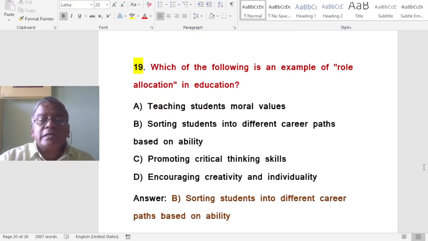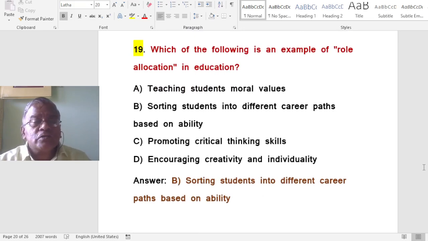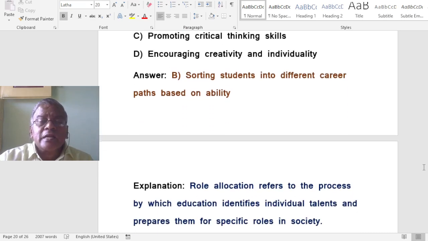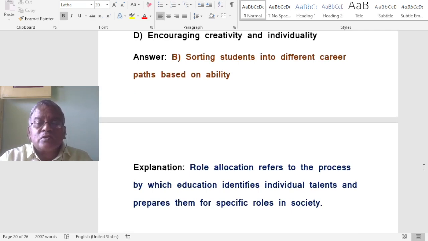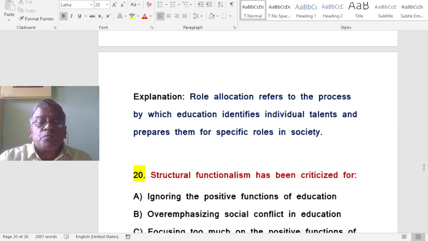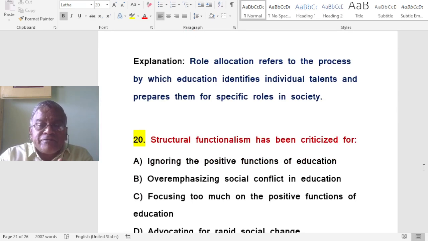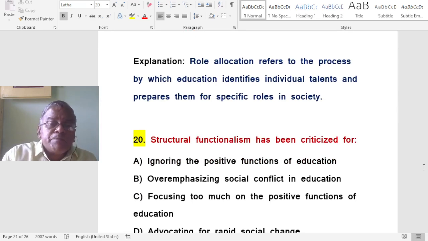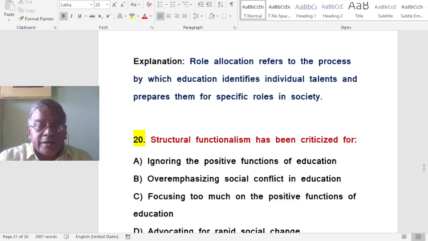Which of the following is an example of role allocation in education? Teaching students moral values, sorting students into different career paths based on ability, promoting critical thinking skills, encouraging creativity and individuality. That is sorting, I mean separating students into different career paths based on ability. Role allocation refers to the process by which education identifies individual talents and prepares them for specific roles in society.